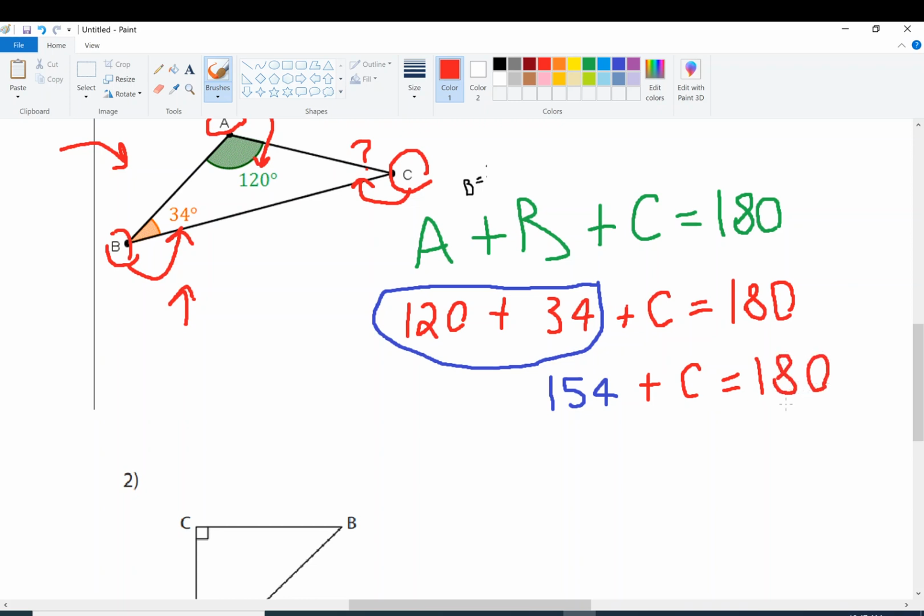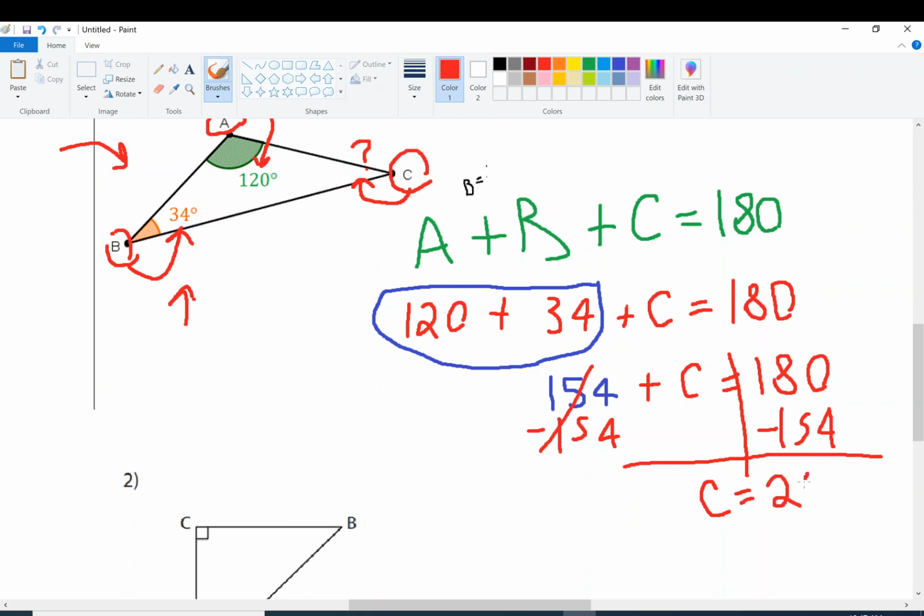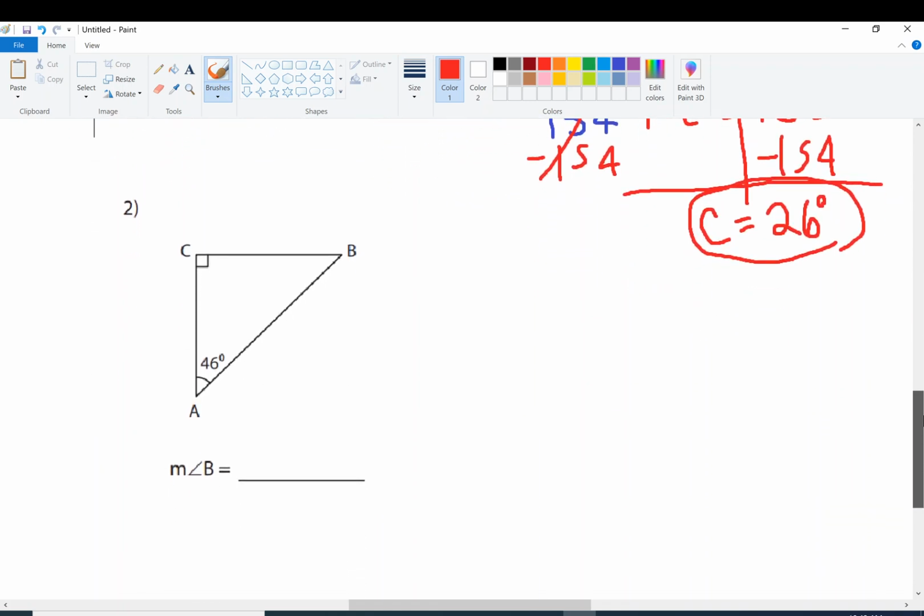Now, this looks like an equation that we solved before, and we can solve this really easily using our one-step inverse operations: minus 154, minus 154. That goes away. I draw my line through the bottom. That means C, my missing angle, is going to equal 26 degrees. So my missing angle for C is 26 degrees. That is my answer.